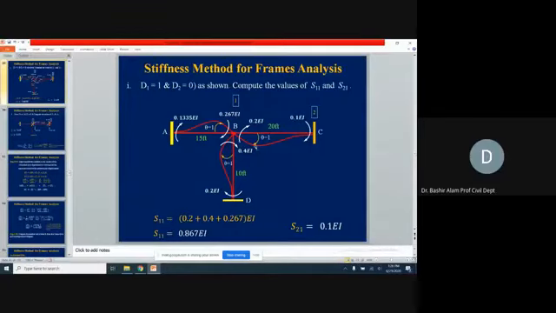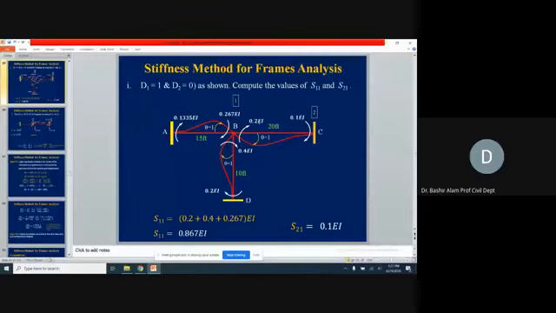Now our S11 will be coming corresponding to this one location now. So we have 0.2. How is this 0.2 generated? It was 4EI theta divided by L. Far end 2EI theta divided by L. Similarly for this number and for this number. So our S11 is 0.2 plus 0.4 plus 0.267, which you can see here, EI. And our S22 is 0.1 EI.